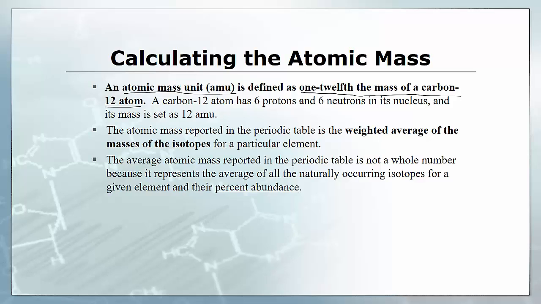The atomic masses in our periodic tables, however, are not individualized to each isotope. It is a weighted average based on the amount present, or their percent abundance in nature. So the average atomic mass reported is not a whole number because it represents an average of all of the naturally occurring isotopes and their percent abundance, where the isotopes that have more abundance in nature are going to be heavily weighted on the average because they're going to have more mass relative to what's out there on Earth, in nature.